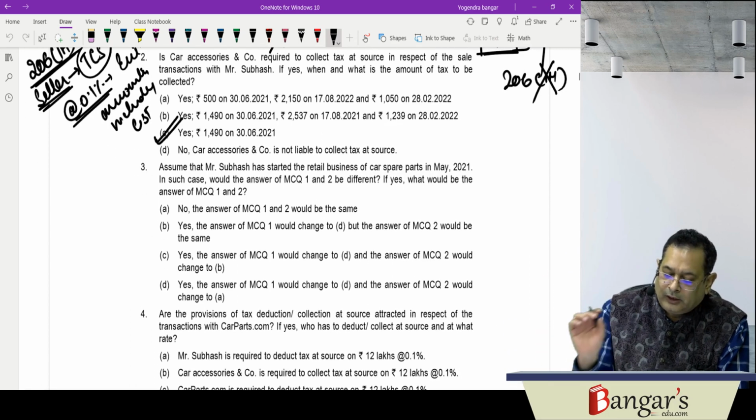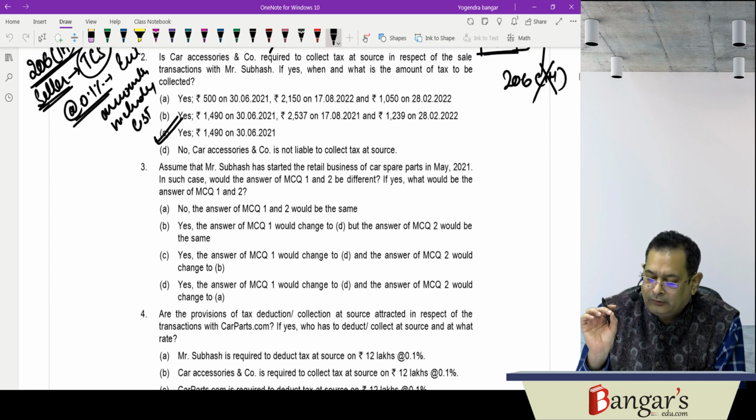Then next, assume that Mr. Subhash has started the retail business of spare parts in May 21. He has started the business of spare parts in May 21. In such a case, would your answer in MCQ 1 and 2 be different?